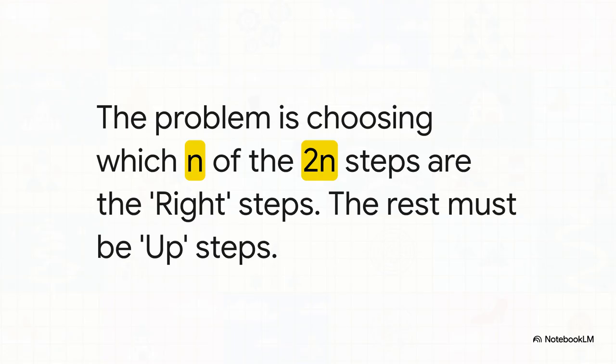If the whole journey is, say, 2n steps long, all we really need to do is decide which of those steps are the right steps. I mean, once you've picked out the right steps, the up steps are already decided. They're just all the other ones. The problem of counting paths just completely transformed into a problem of choosing positions.